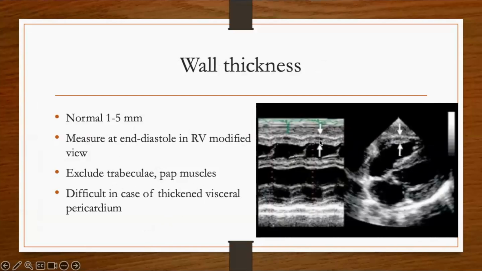You can see where the RV wall is shown here between the two arrows on the M mode, and also here. It can be difficult to measure if there is thickened visceral pericardium. And one of the issues with this measurement, although it's simple to do, is you're only looking at the RV wall in one point. But the guidelines do suggest that it be measured in patients that we're looking at for RV assessments.